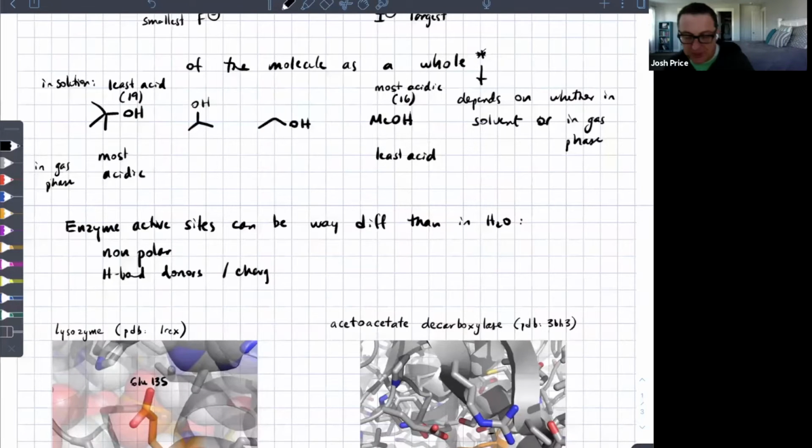You might imagine that in a nonpolar environment, a base might be stronger and the corresponding conjugate acid would be weaker. In contrast, if you have hydrogen bond donors present to help stabilize a conjugate base, perhaps an acid is stronger. Perhaps the conjugate base form is more stable.